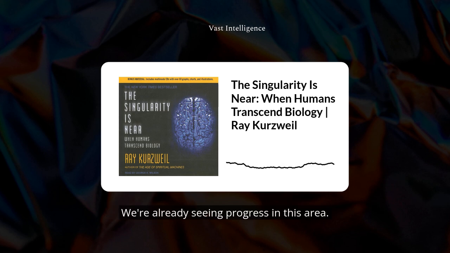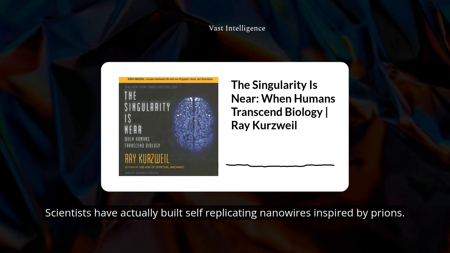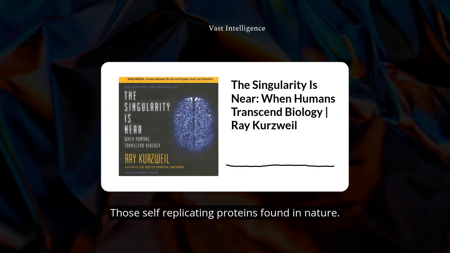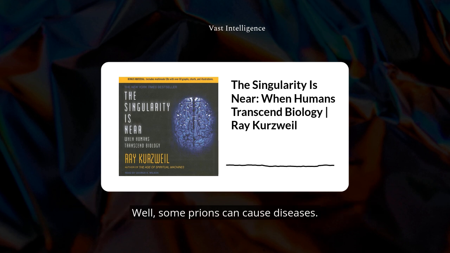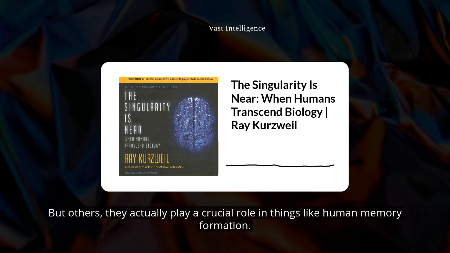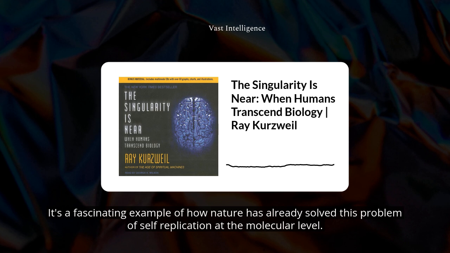We're already seeing progress in this area. Scientists have actually built self-replicating nanowires inspired by prions, those self-replicating proteins found in nature. Prions, those are the things that cause mad cow disease, right? Well, some prions can cause diseases, but others actually play a crucial role in things like human memory formation. Interesting. It's a fascinating example of how nature has already solved this problem of self-replication at the molecular level.